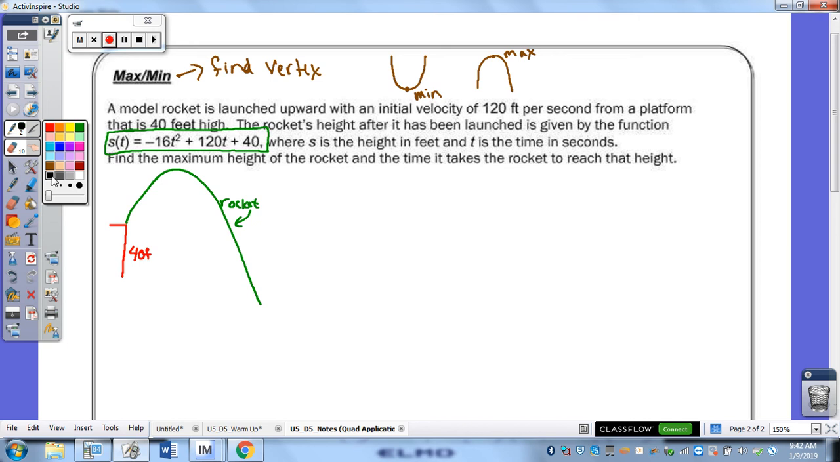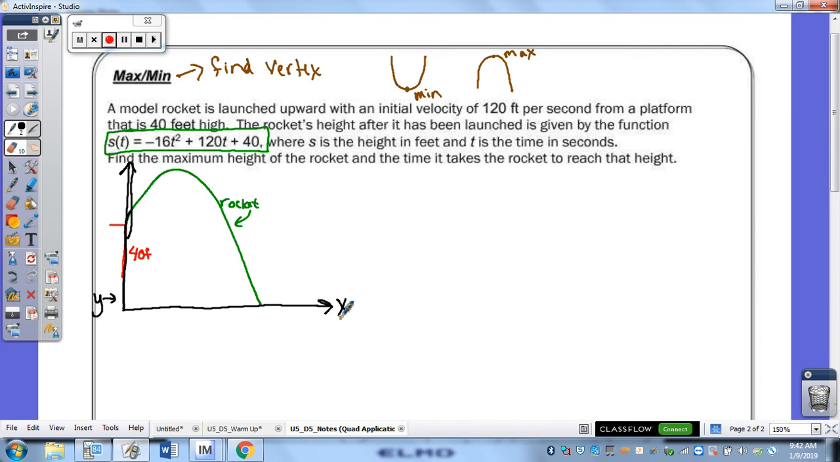So if I were to finish off my picture here, this line here where the platform is, that would be your y-axis. My x-axis would be down there on the ground when the rocket eventually reaches the ground again.